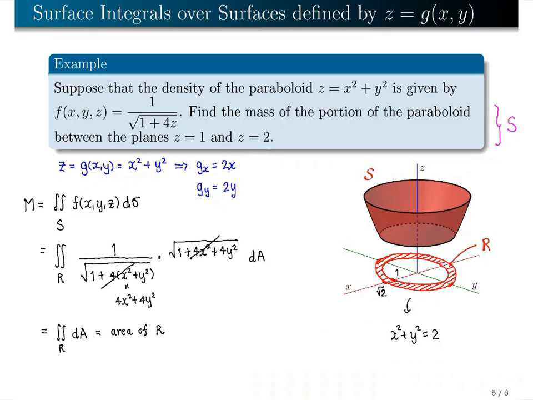Finally, we get that the area of R is equal to the area of the outer circle minus the area of the inner circle. Thus, the mass of S is given by pi times the square of the outer radius, which is square root of 2, minus pi times the square of the inner radius, which is 1, which simplifies to pi.